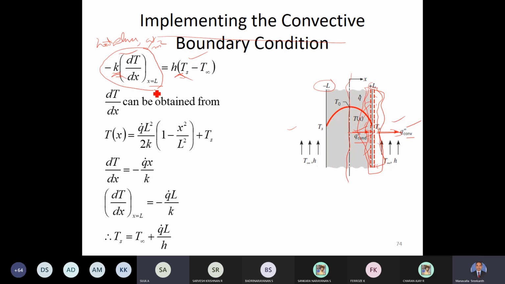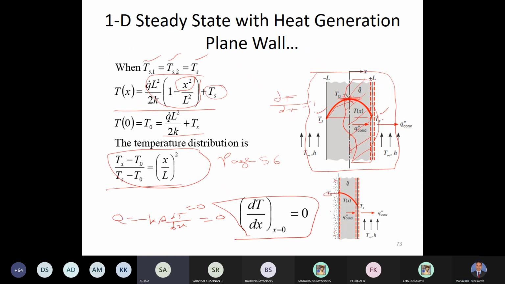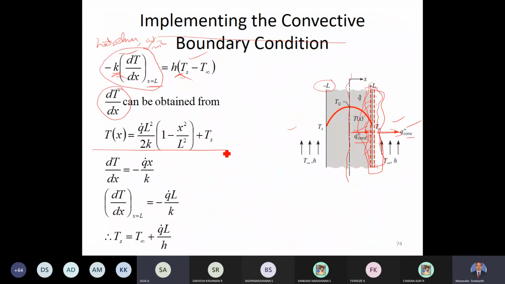So minus k dT/dx at x equal to L is equal to h multiplied by (Ts minus T infinity), where Ts is the surface temperature. We need to evaluate this particular equation. dT/dx can be obtained from the temperature distribution. We have this temperature distribution from the previous slide, T as a function of x. So dT/dx can be obtained by differentiating this equation, and dT/dx will be minus q dot x by k.